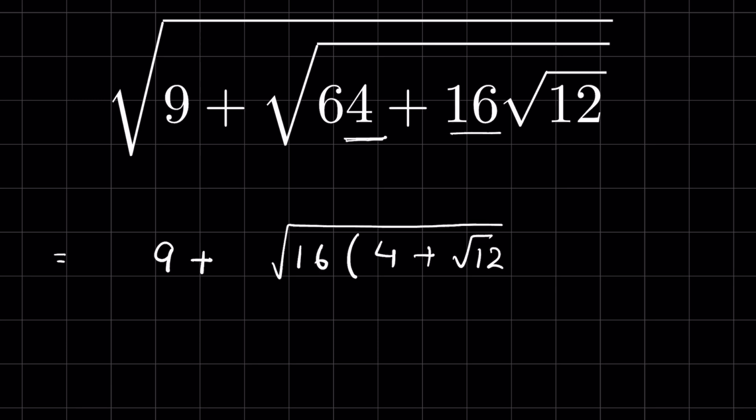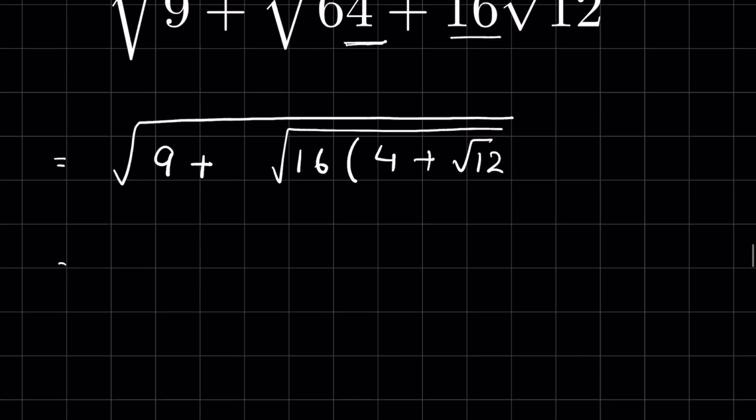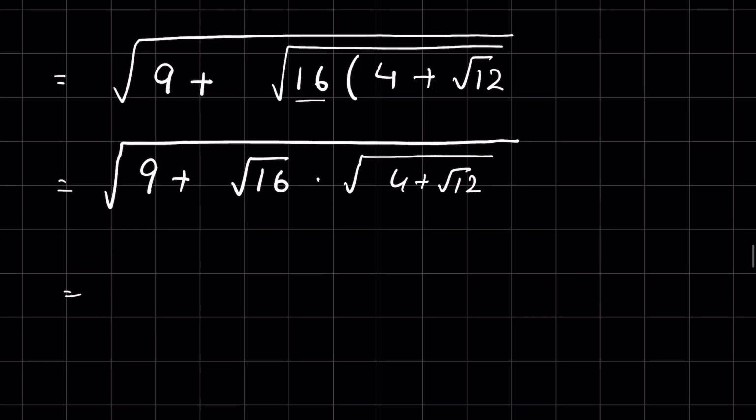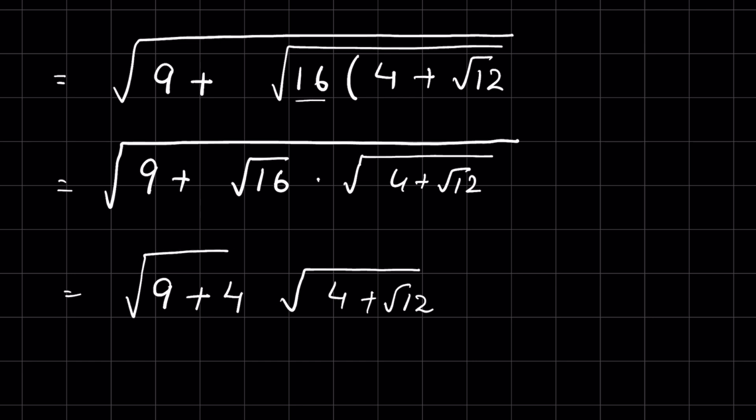Then all under the square root, or 9 plus this 16 under the square root. We can also write it as the square root of 16 times the square root of (4 plus the square root of 12), then all under the square root. The square root of 16 is 4, so we can write the square root of 9 plus 4 times the square root of (4 plus the square root of 12).